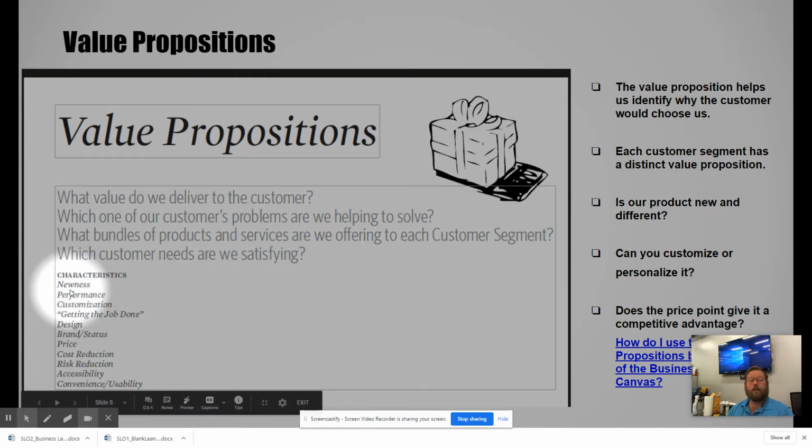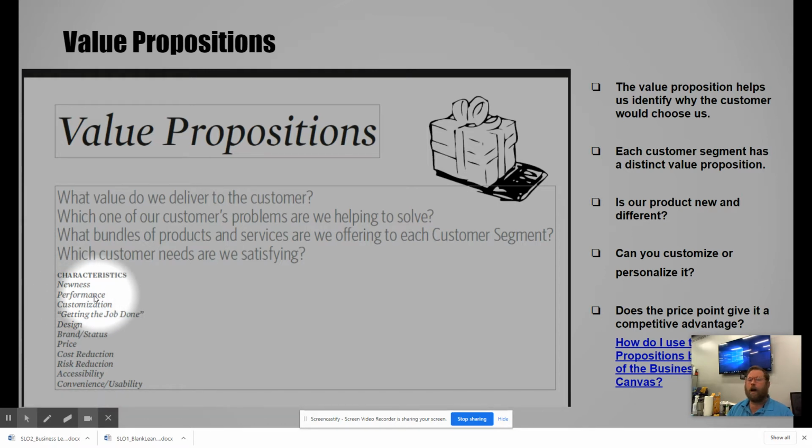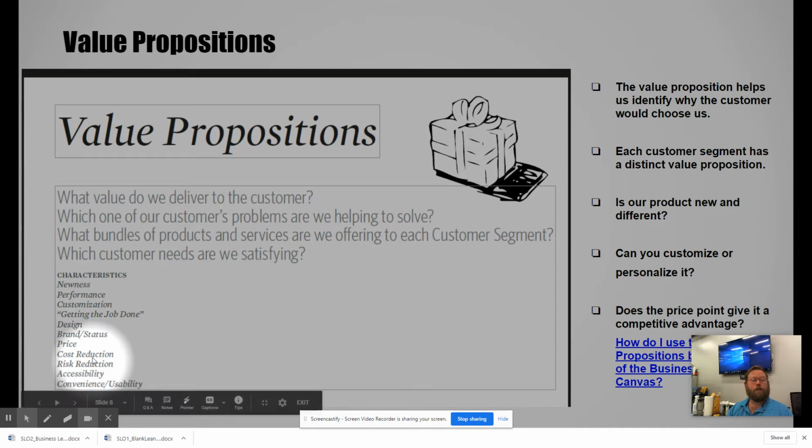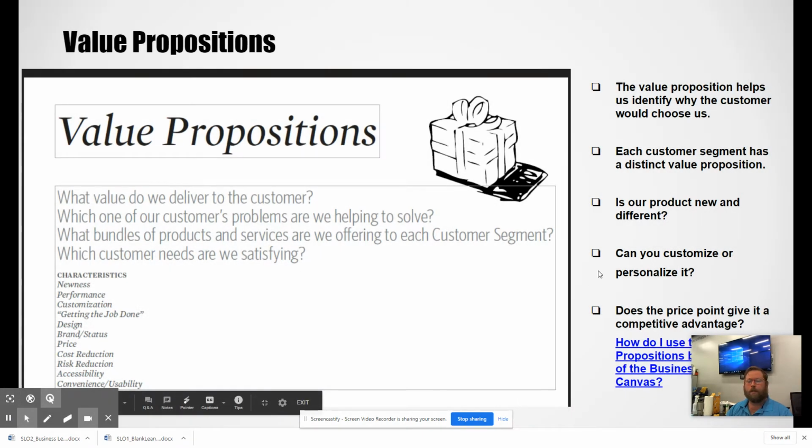So you might have newness. It's never been done before, so it has that attraction. Performance, it ups your ability to perform a task. Customization, it allows you to personalize something. It helps you get the job done. The design is interesting and unique. The brand and the status that it brings. So it could even be like, for instance, a Tesla that's bringing that. It reduces your cost or reduces your risk. It's easily accessible. It's convenient. So all of those can be parts of the value proposition.